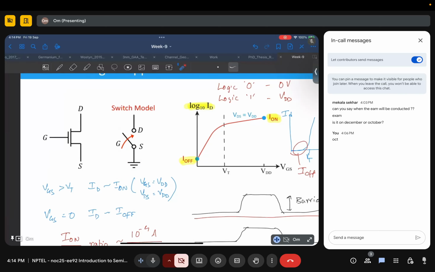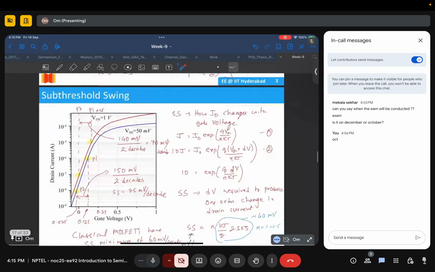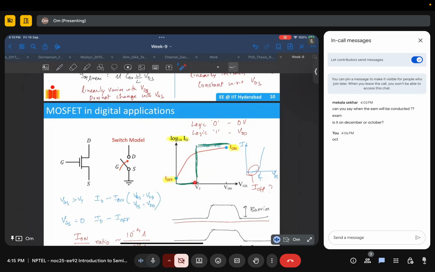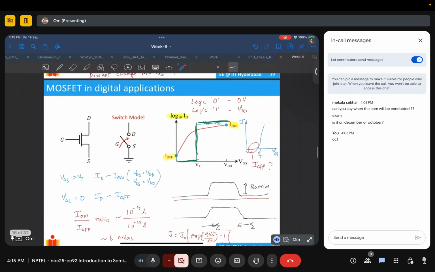So how do you want this circuit to behave ideally? If it is on, the output should be high. If it is off, it should be low. But this is the actual MOSFET behavior. So we want this slope to be as high as possible. We want it to be like a switch, instantaneously going from 0 to 1. So we want the slope to be as high as possible.